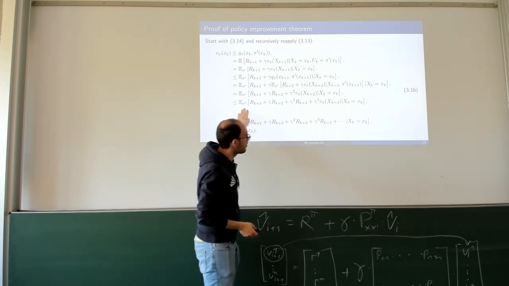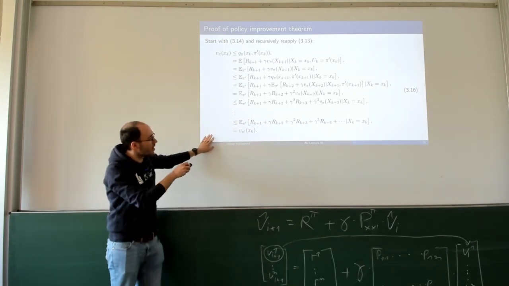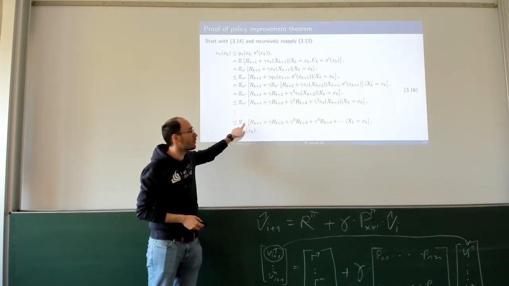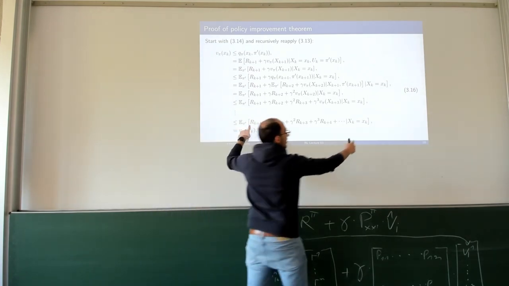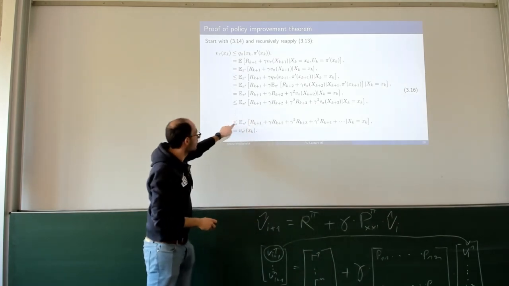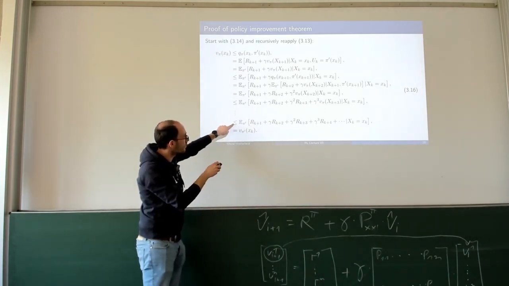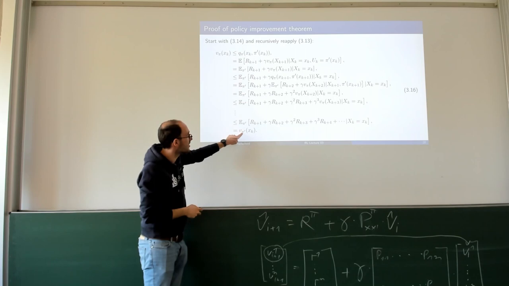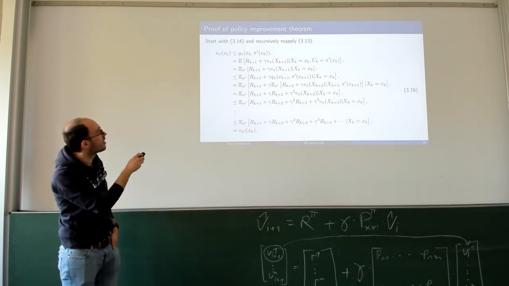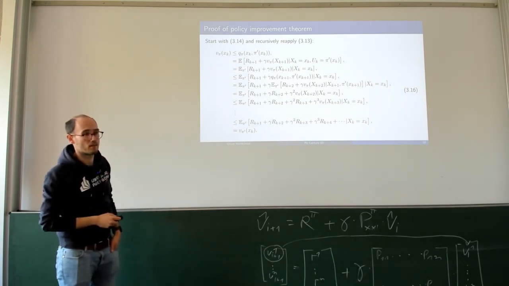This inequality can be redone and redone until we are actually able to write down the entire series of discounted future rewards with respect to the policy pi dash. And therefore, this is our return definition, right? The return when being in some state x is the state value of the successor policy pi dash. And this therefore must be better than our initial policy pi, right?